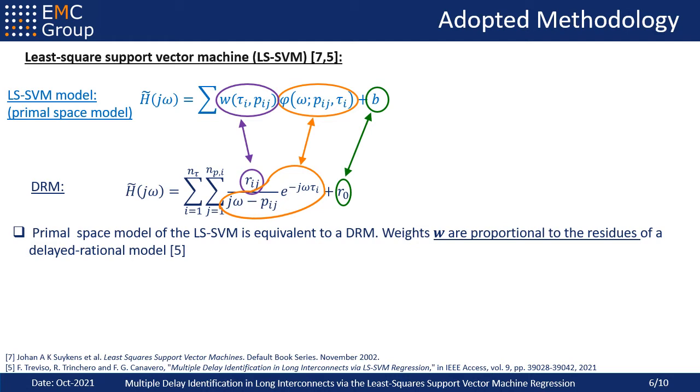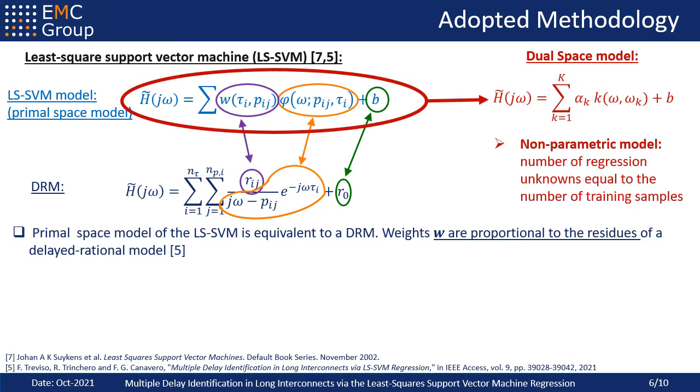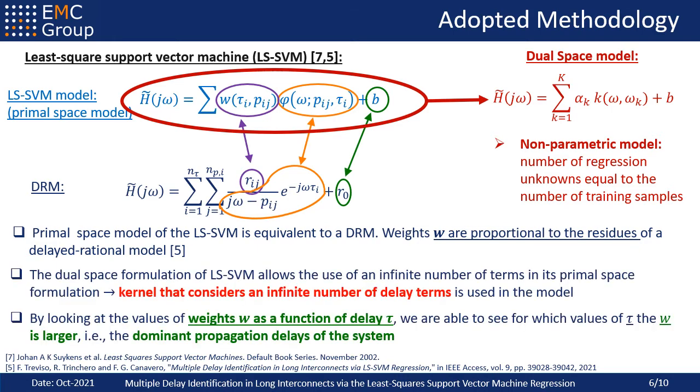Then we can estimate the model with an infinite number of bases by using the dual space formulation, where the number of unknowns is the number of training samples, no matter how many bases we are using. And so with this, we are able to build this model and analyze the weights to identify the delays.